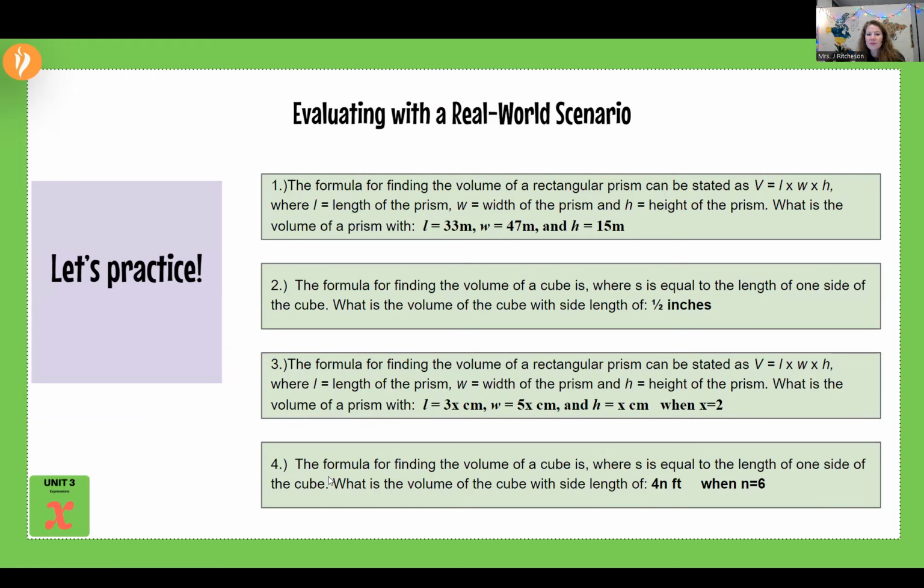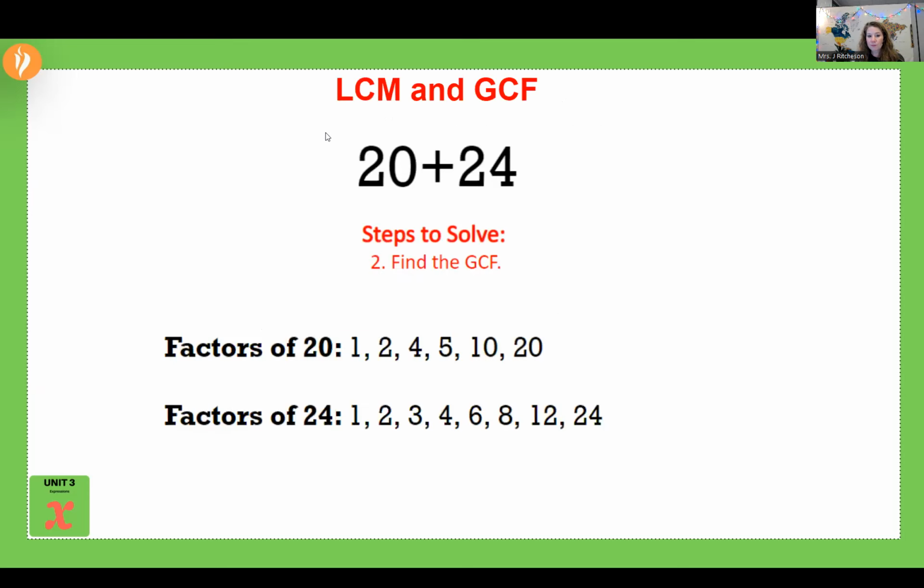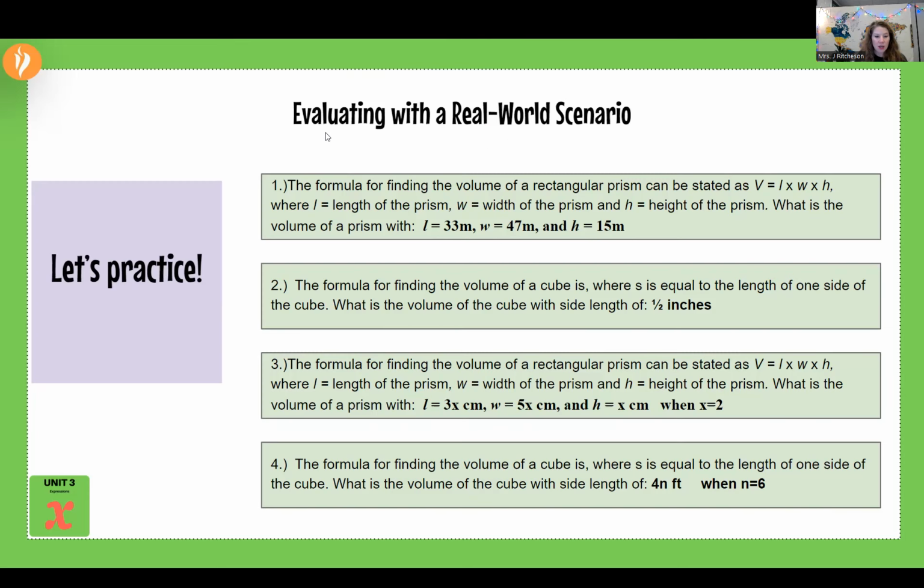All right, so for these, this is the formula for finding the volume of a rectangular prism. It is volume equals length times width times height. So you guys are going to substitute 33 for L, 47 for W, and 15 for height. And basically, this tells you to multiply those together. So I want you guys to try these problems. No, the answers aren't given, whoops, I thought they were. All right, so let me give you the answers then.